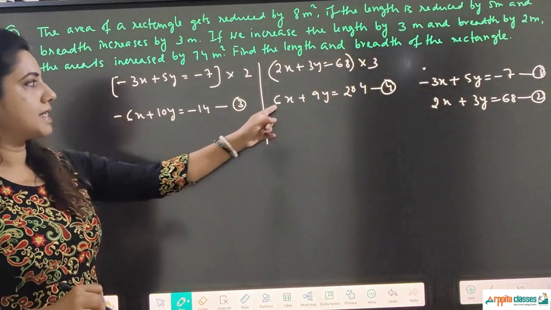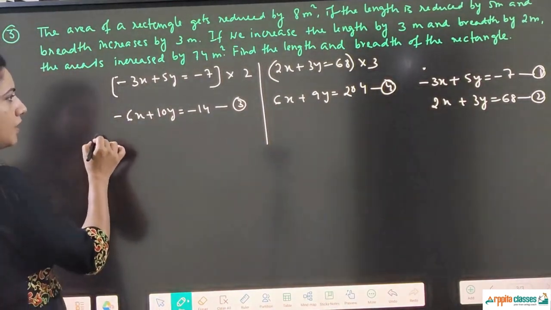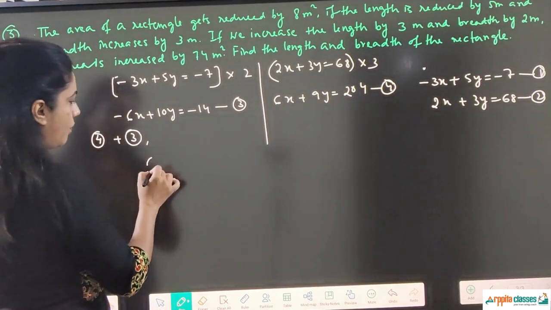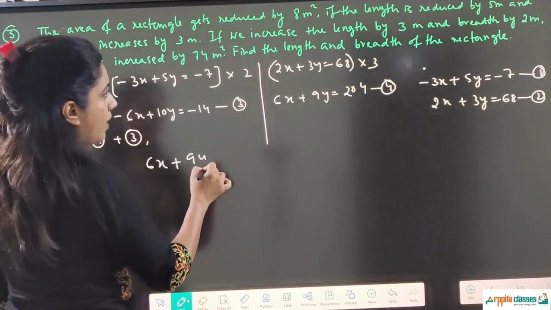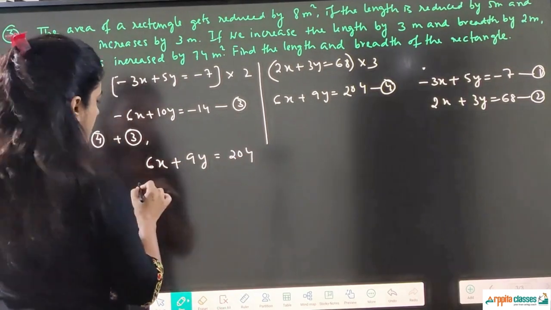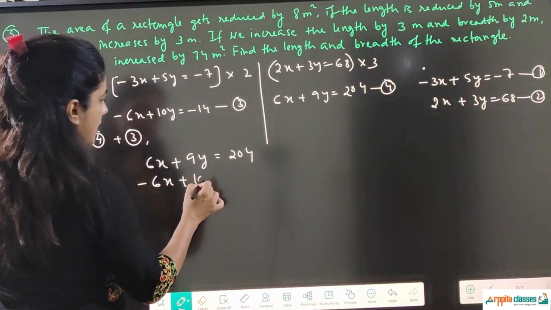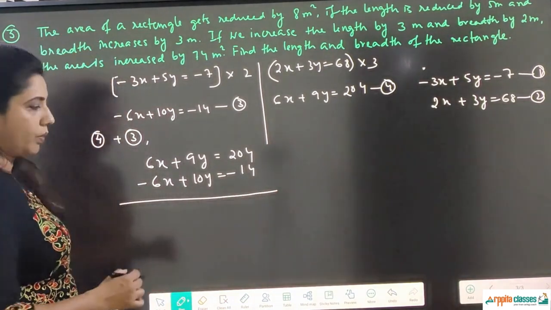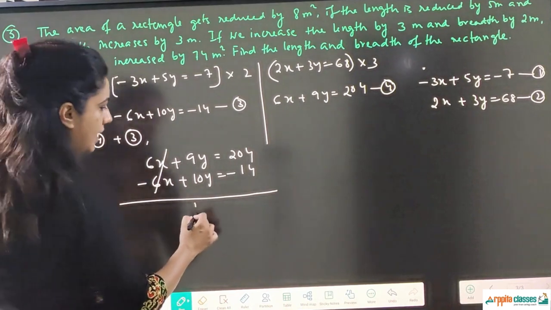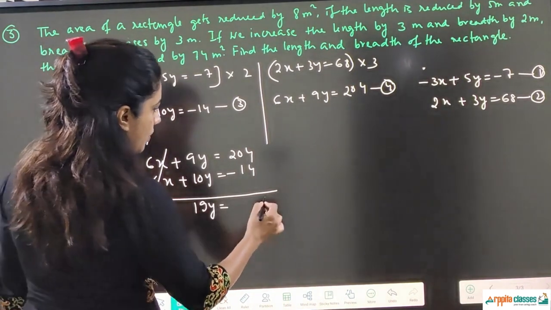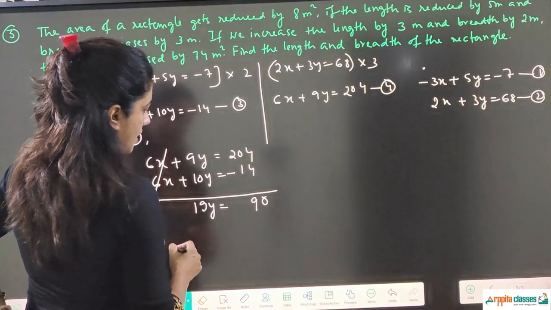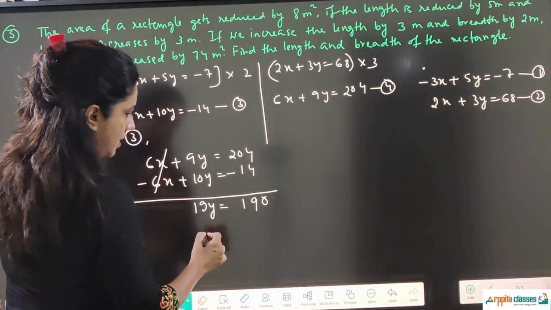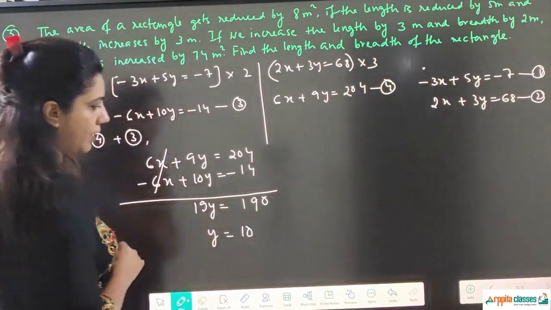So this is minus 6x and that is plus 6x, so we'll just add the two equations. I'll do equation 4 plus equation 3. We'll write 6x plus 9y is equal to 204, plus minus 6x plus 10y is equal to minus 14. Adding the two equations, this is getting cancelled. 19y is equal to 190. So y is equal to 10 we got.